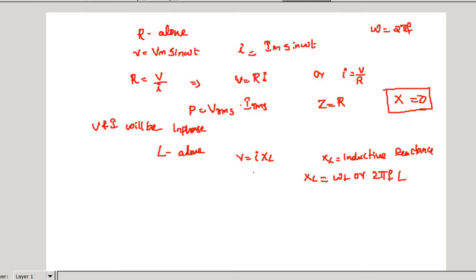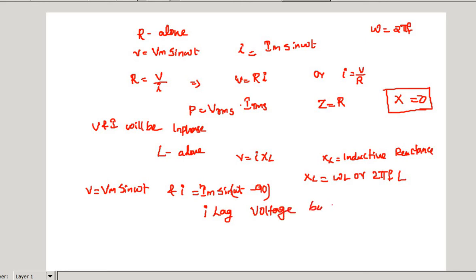So the expression will be voltage is equal to I XL, and V is equal to Vm sin omega t, and I is equal to Im sin (omega t minus 90). So here we can say that the current lags the voltage. Current lags voltage by 90 degrees.